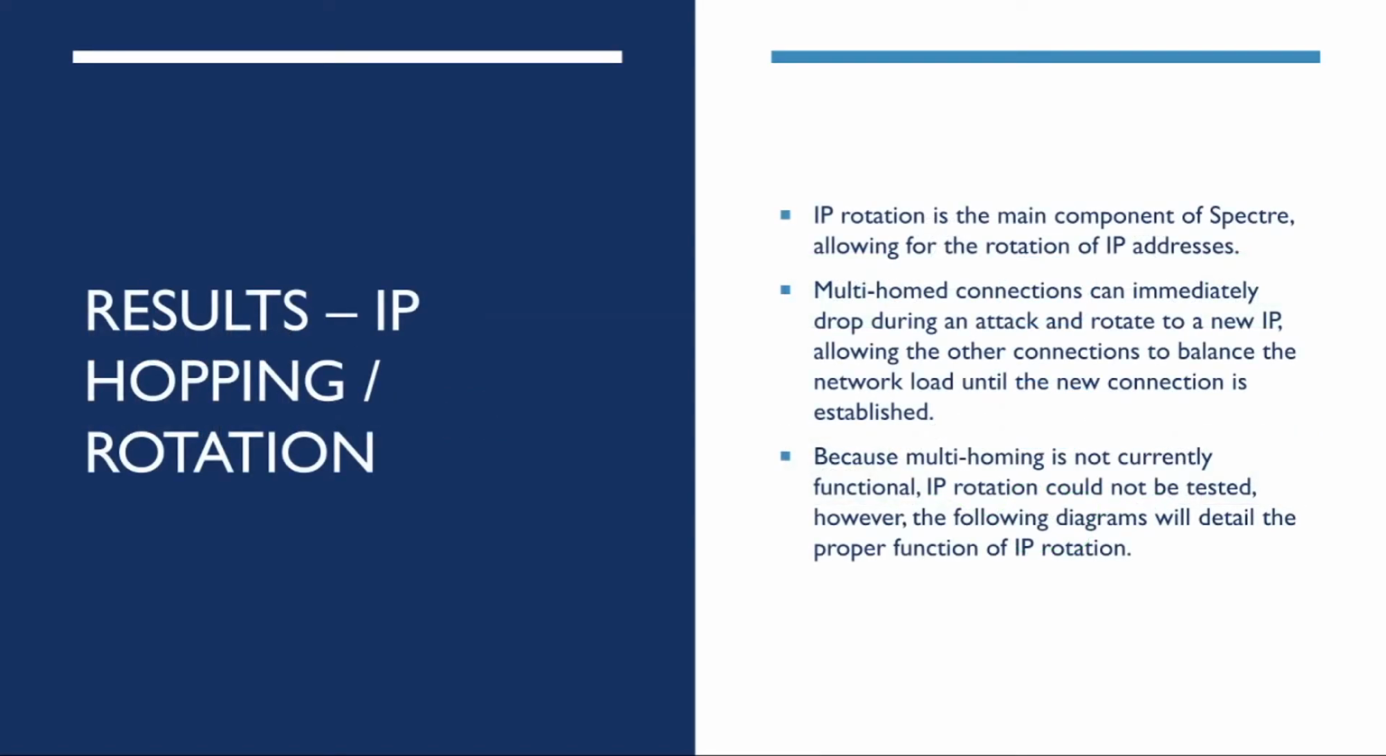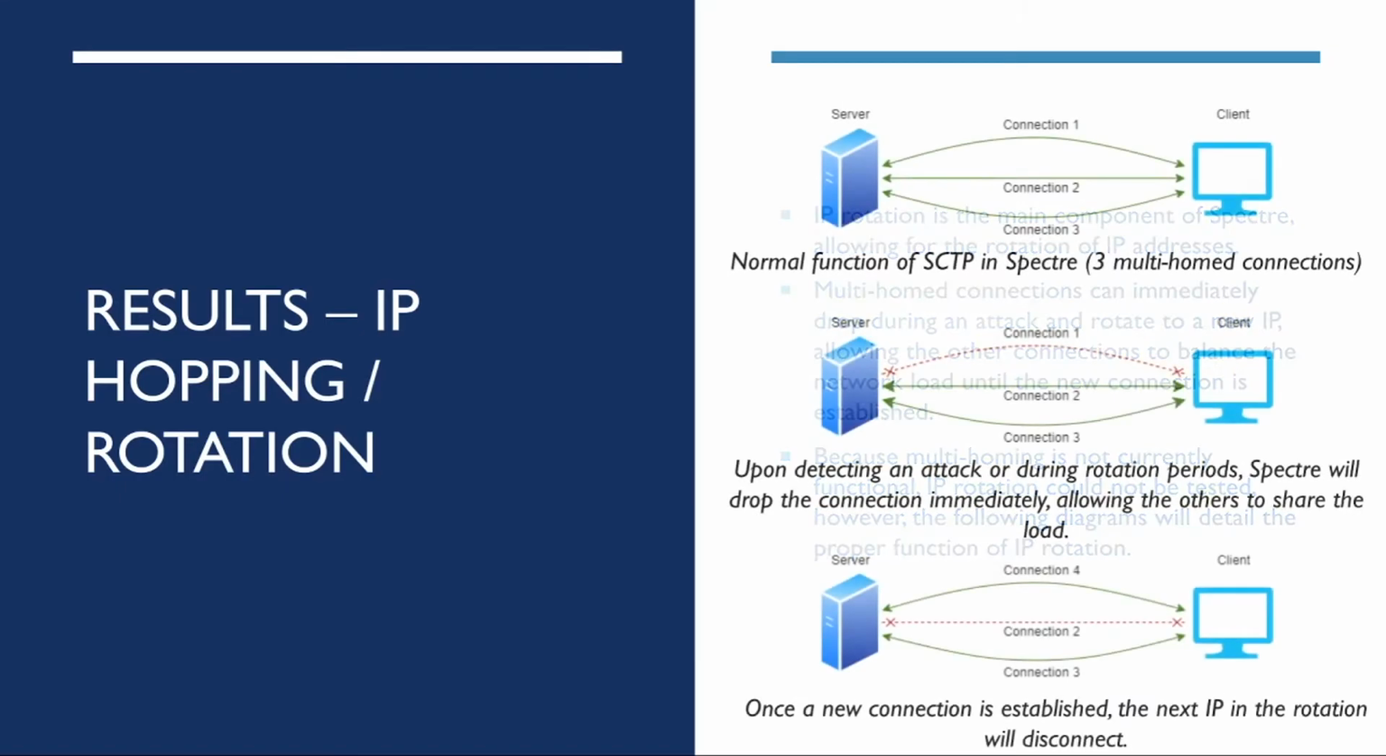For IP hopping, because I wasn't able to get multi-home connections working, I was not also able to get IP hopping working. However, multi-home connections in IP hopping will be immediately dropped during an attack or during a rotational period and rotate to a new IP address, allowing for the other connections to balance out the network load. The diagrams here will show how the IP rotation will work.